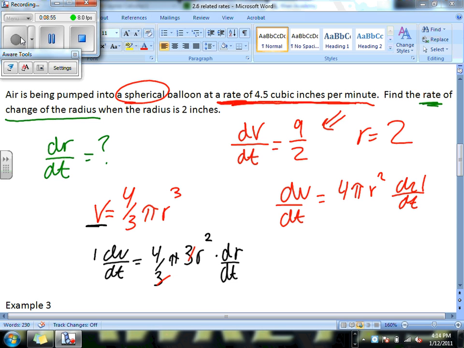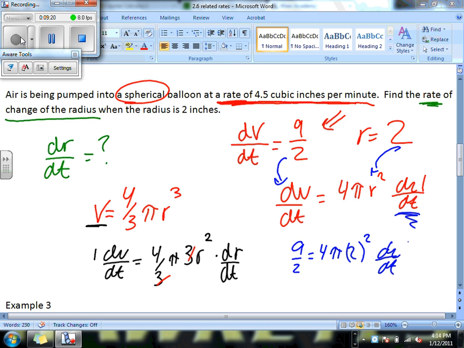If you notice, we know what dV/dt is. That's 9/2. We know what r is. That's going to be 2. And we're looking for dr/dt. So let's just go ahead and plug stuff in. We got 9/2 equals 4 pi times 2 squared dr/dt. And let's get dr/dt by itself, because that's what we're asked to solve for.